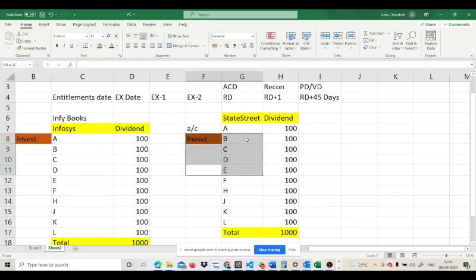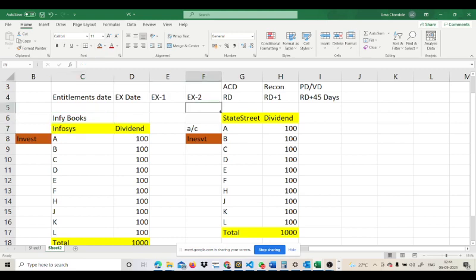Okay. So A, B, C, D, these are the investors, and these are the same investors you can see in the books of Infosys, and these are the investors in the books of State Street as well. So this is the State Street book, and you are working with State Street. So you have received the dividend from the issuer, right?